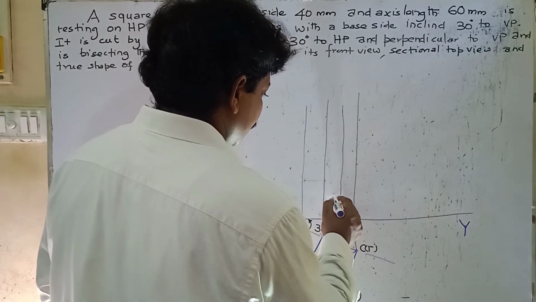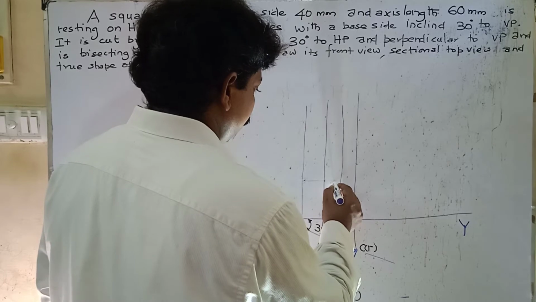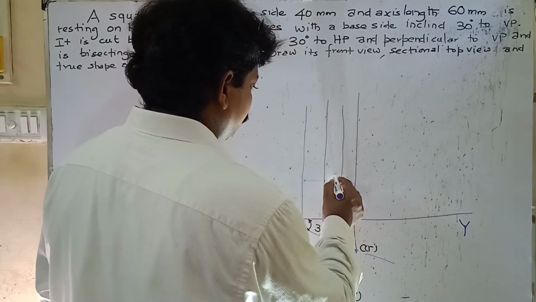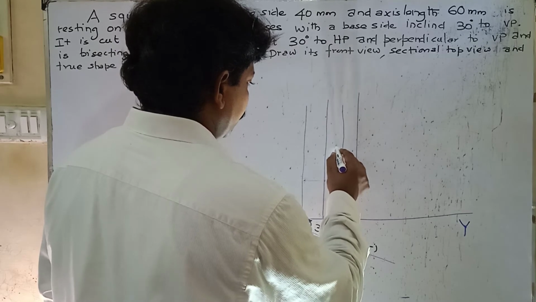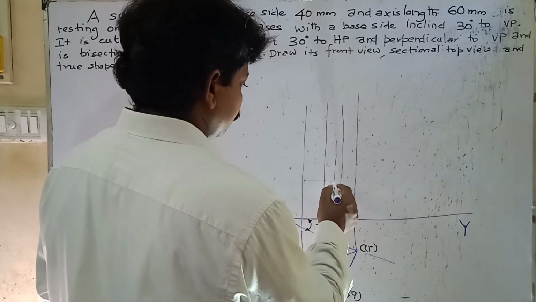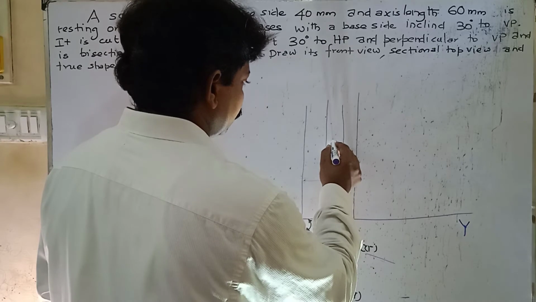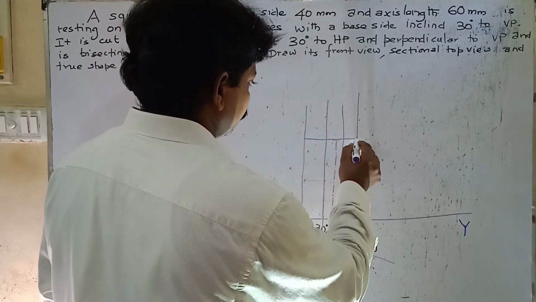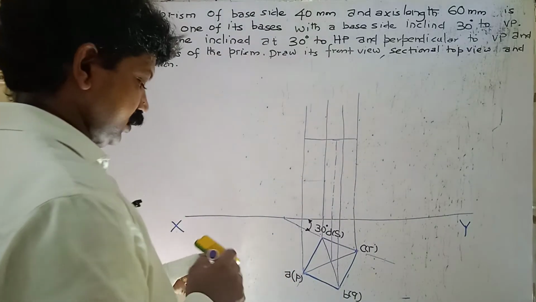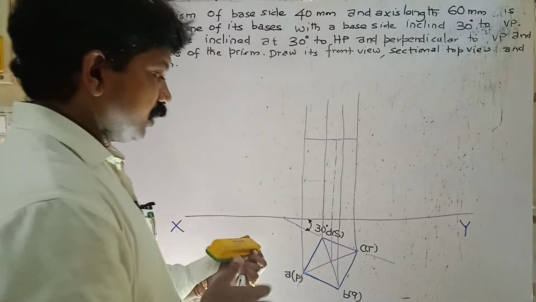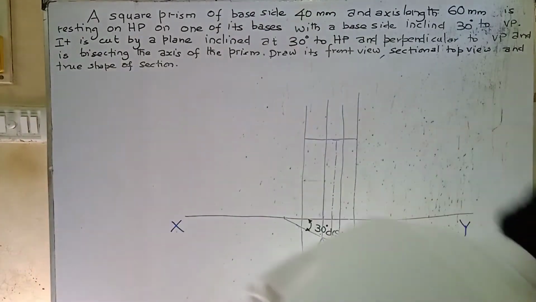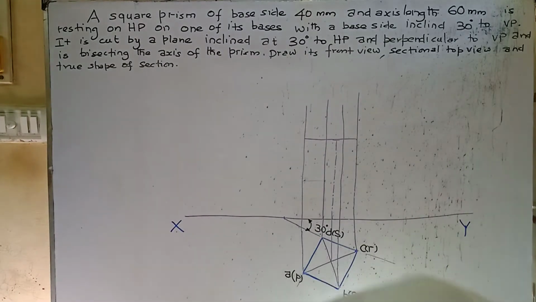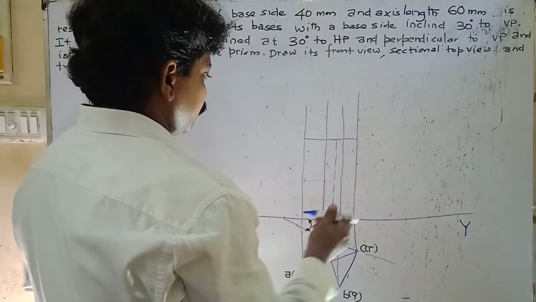How to draw the axis line? A 5 to 6 mm line, 1 mm gap, 2 to 3 mm line, 1 mm gap, 5 to 6 mm line. Okay. Now dot the object using pencil. Dot the object.